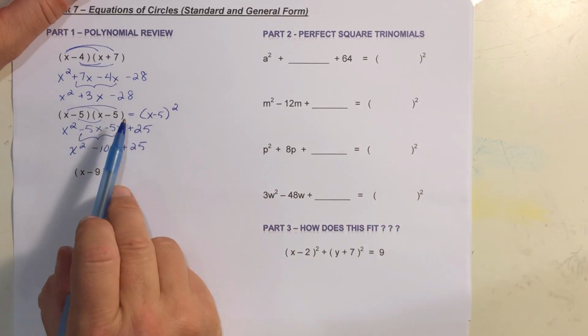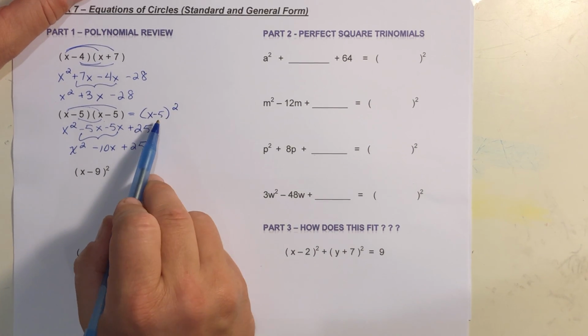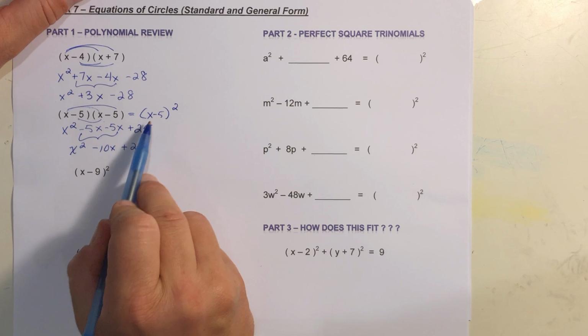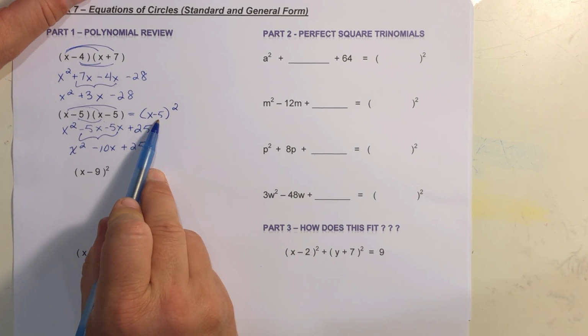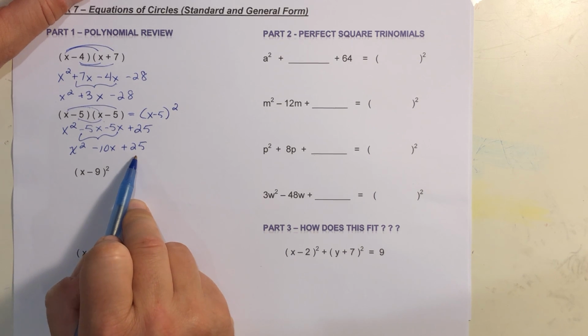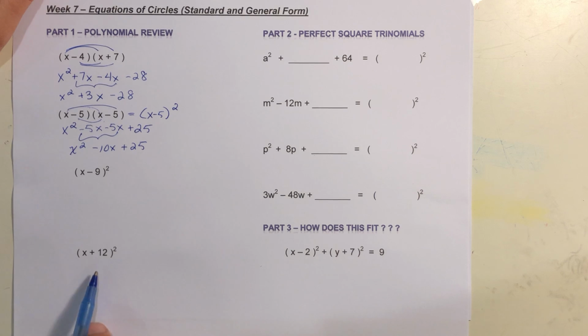So I want you to notice something here. If I look at this quantity squared term, and I just take negative 5 and double it, it gives me the middle number. And if I take negative 5 and square it, it gives me the last. So let's keep it going here. As you can see, these are all in the same format.